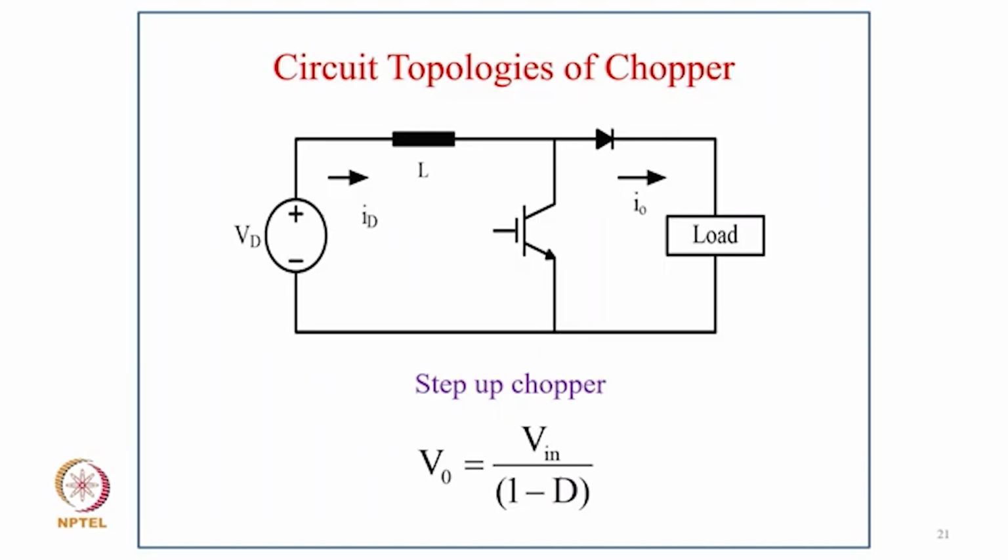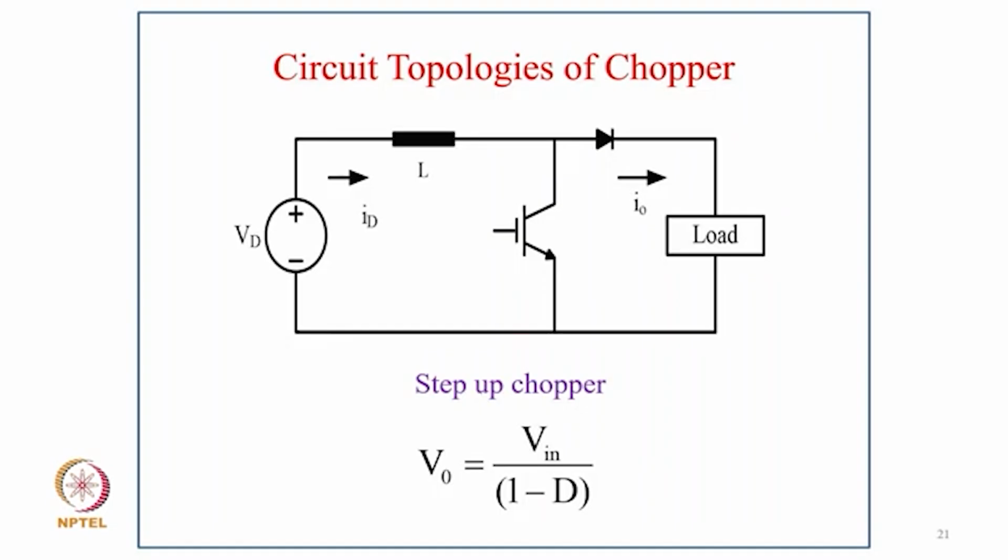Then another is the step up chopper, where again if the inductor current is continuous, this relation is valid: V equal to V in upon 1 minus D, with the assumption of course that you consider the device ideal and other components, the inductor also, ideal. So here also by varying D, you can boost the voltage.